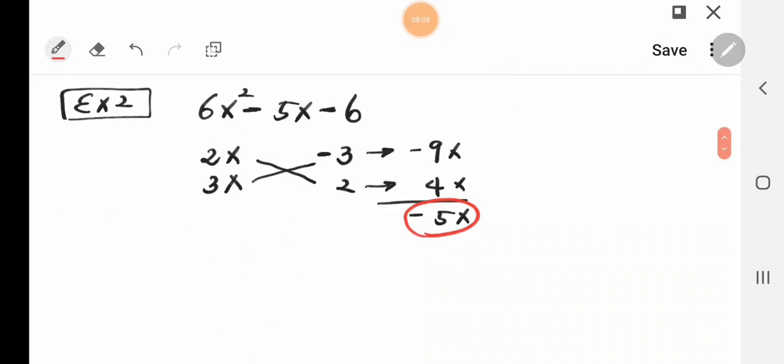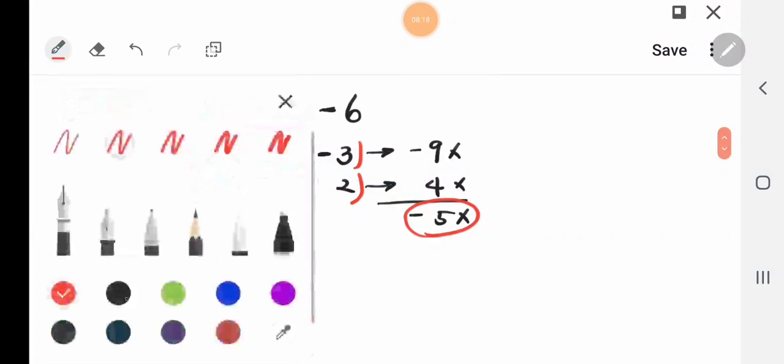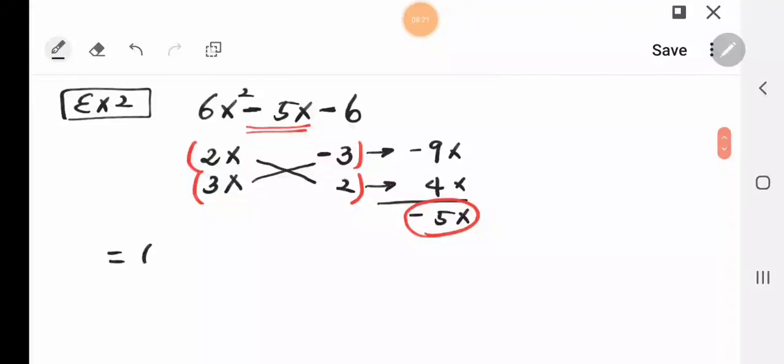The result of these two cross multiply is negative 5x, which is same as the second term. So the answer will be the expression in the first line and the expression in the second line. So this is equal to 2x minus 3 times 3x plus 2. Okay, you have to keep trying this. I used negative 3 times 2. If you use 2 times 3, then this will not work. Then you can switch this.